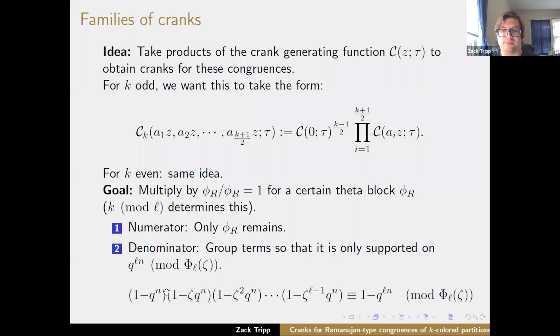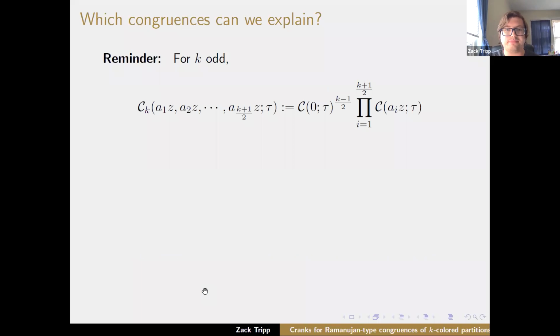Essentially what this grouping of terms looks like is that we use the fact that 1 minus q to the n times 1 minus zeta q to the n, 1 minus zeta squared q to the n, etc., up to L minus 1, is only supported on these powers. So our whole goal is to play this game where we choose the right a sub i to get our denominator to look like this, and then we're done.